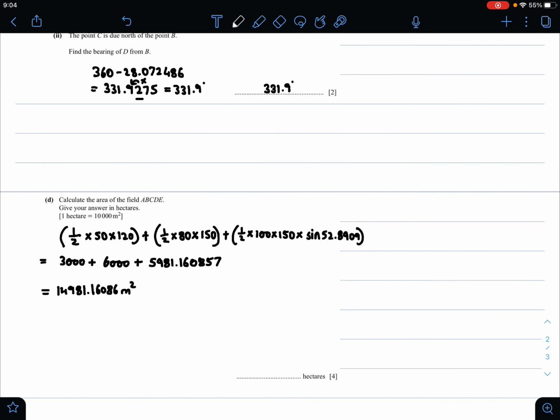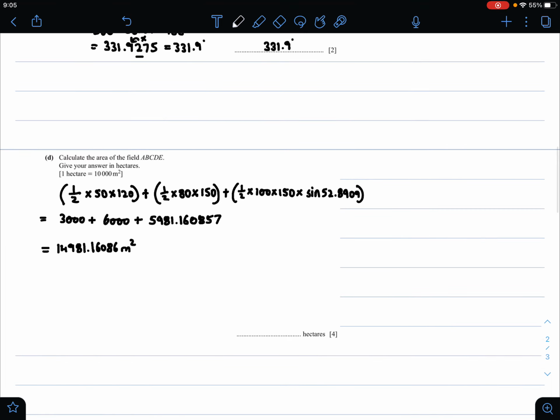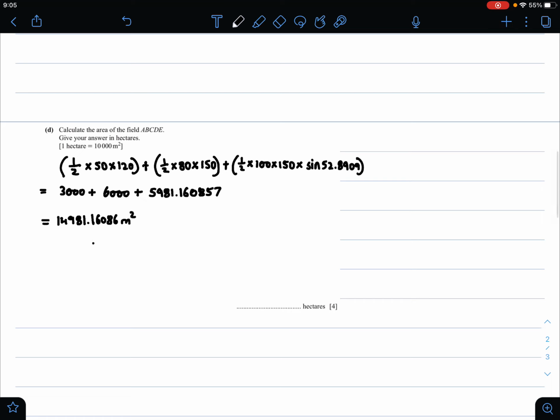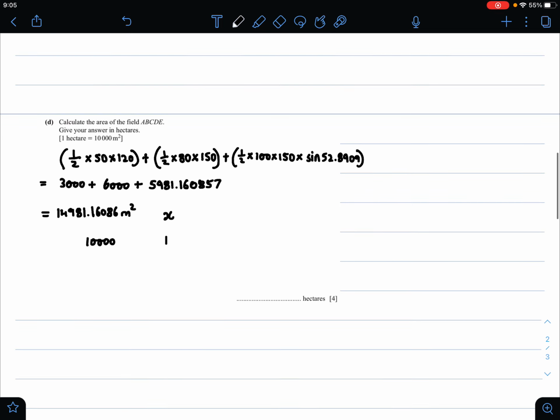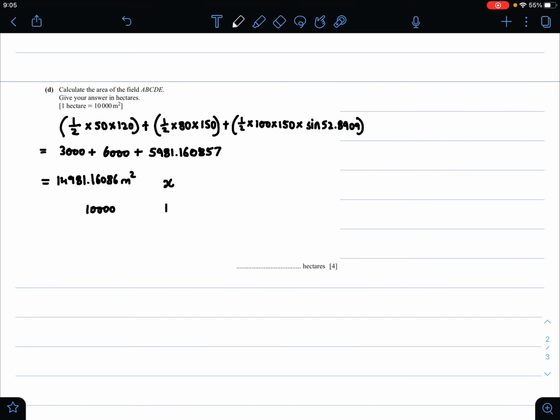Now, since all the units are in meters, this area would have a unit of meter square, whereas they want us to give our answer in hectares. So they are telling us that 10,000 meters square is equal to 1 hectare. So we have to calculate how many hectares 14,981.16086 meters square is. So now we can simply cross multiply.